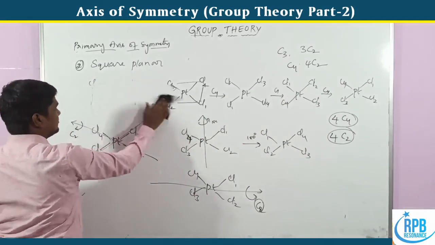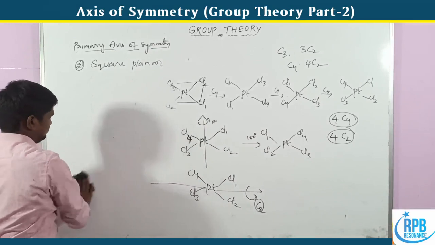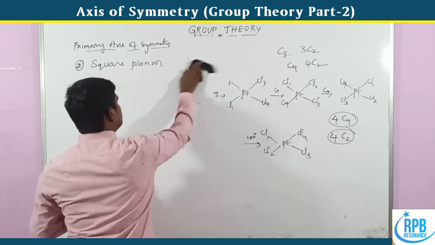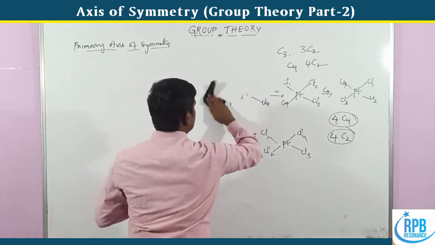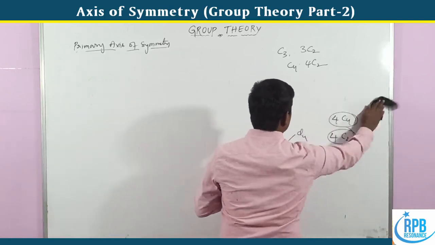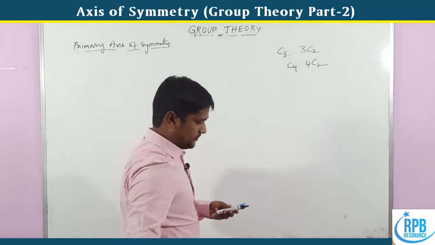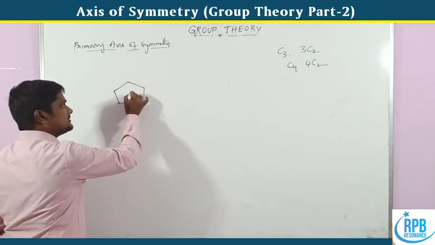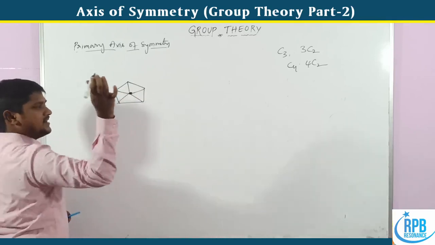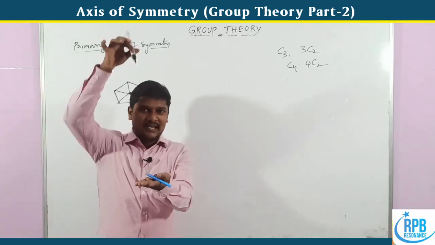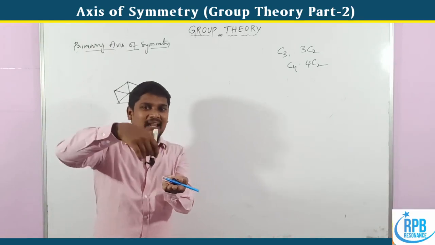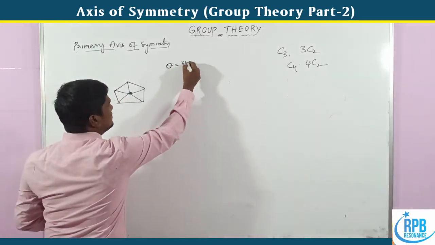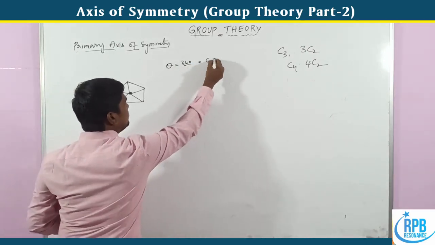Now let's move on to the pentagon. Pentagon geometry. So pentagon geometry means here similarly an imaginary axis passes through the pentagon molecule. So an imaginary axis passes through like this. So a circle having the 5 groups. So that means 360 by 5. So simply here theta is equal to 360/5. That is 360 by theta, which is equal to the C5 rotation.